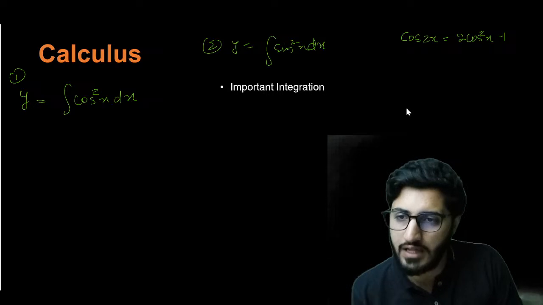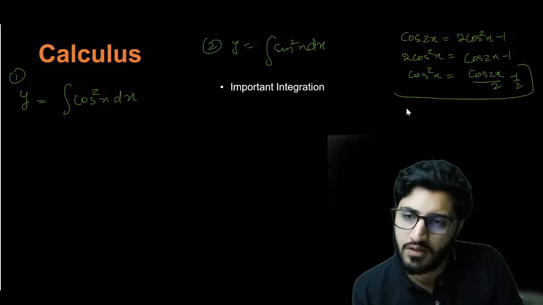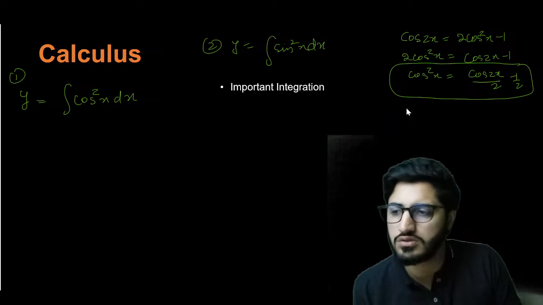And now, what is 2 cos square x? It becomes cos 2x minus 1. What is now cos square x? Cos square x becomes cos 2x divided by 2 minus 1 by 2. So this thing we have to put in for cos square x.